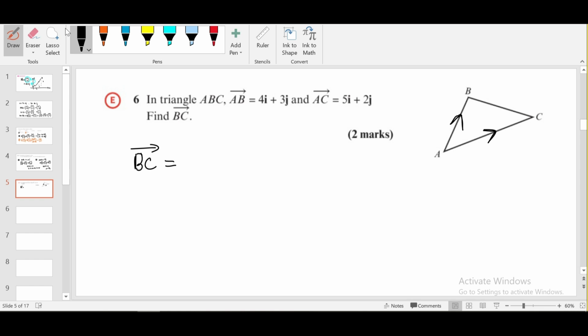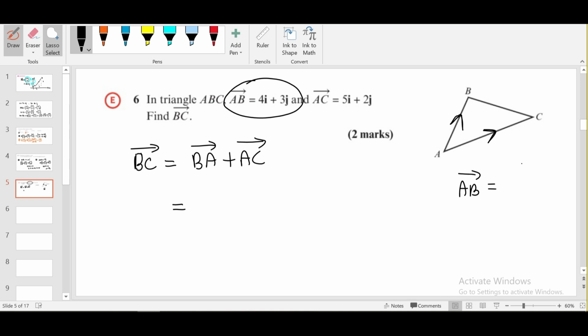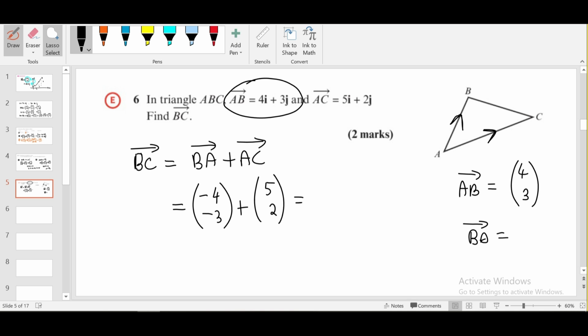So you go B to A and then A to C. Perfect, that's it. Simple, right? BA plus AC. Okay, if AB is this, you see AB vector is equal to (4, 3). What do you think BA would be? (-4, -3). Perfect. (-4, -3) plus AC, which is given as (5, 2). So 5 minus 4 is 1, minus 3 plus 2 is -1.